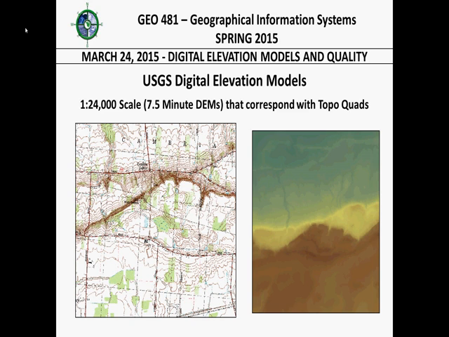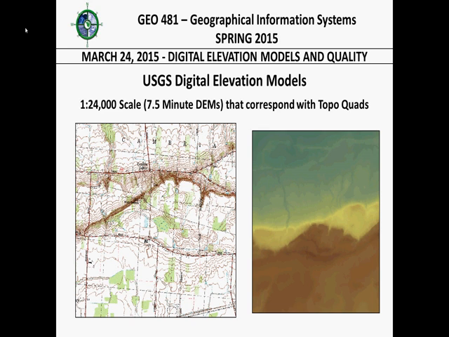This quadrangle, this topo map is called Clarence. There's one called Lancaster, Buffalo Northeast, Clarence Center. That'll all be familiar if you're from here. And the campus is in a quadrangle called Tonawanda East.